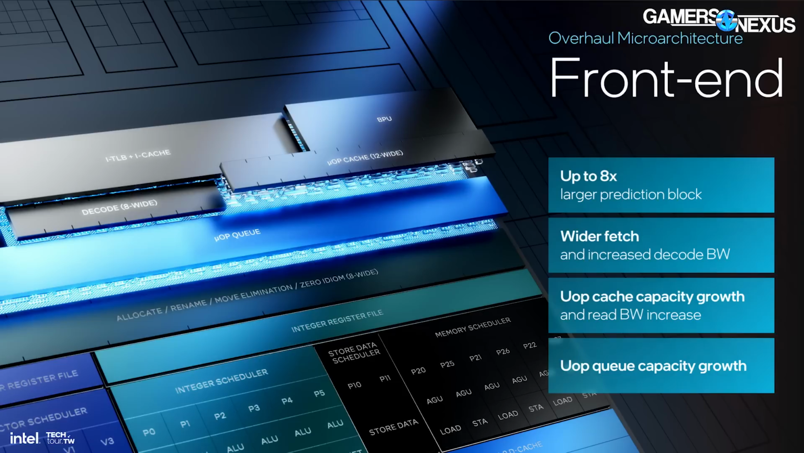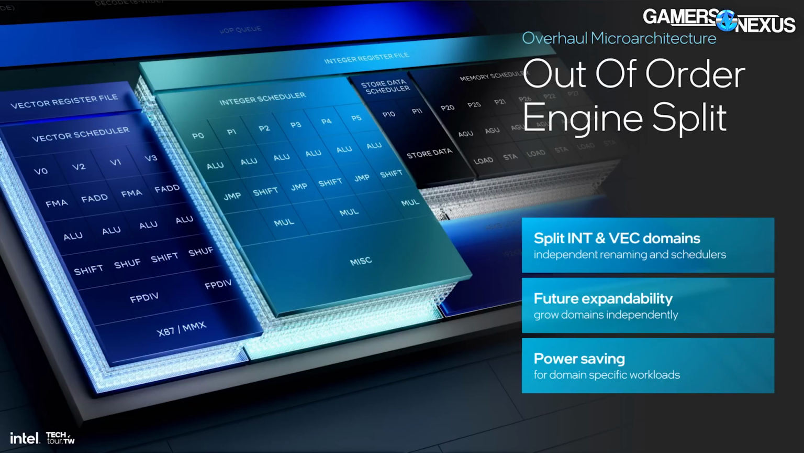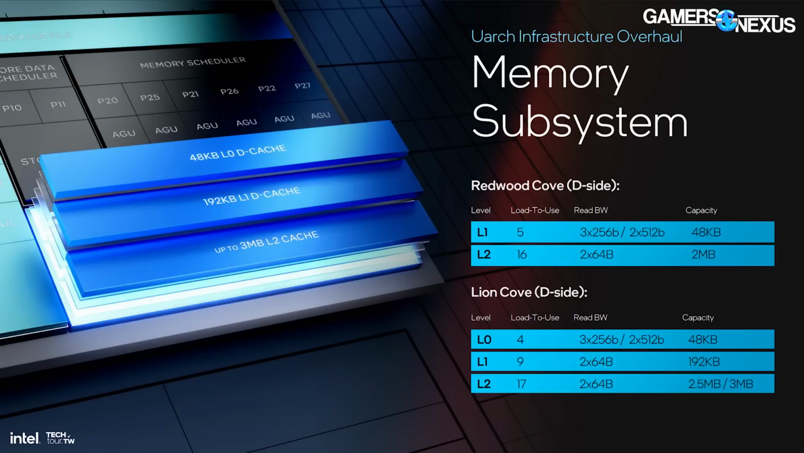Other improvements include a much larger instruction prediction block, larger operation cache, and deeper operation queuing. Vector and integer operations, Intel says, are now in separate pipelines with separate schedulers for out-of-order execution. Updates to the memory subsystem were detailed by Intel as including reduction in latency of the nearest L0 cache and adding an intermediate L1 cache to create a 3-level hierarchy. Total per core cache capacity is slightly up overall.